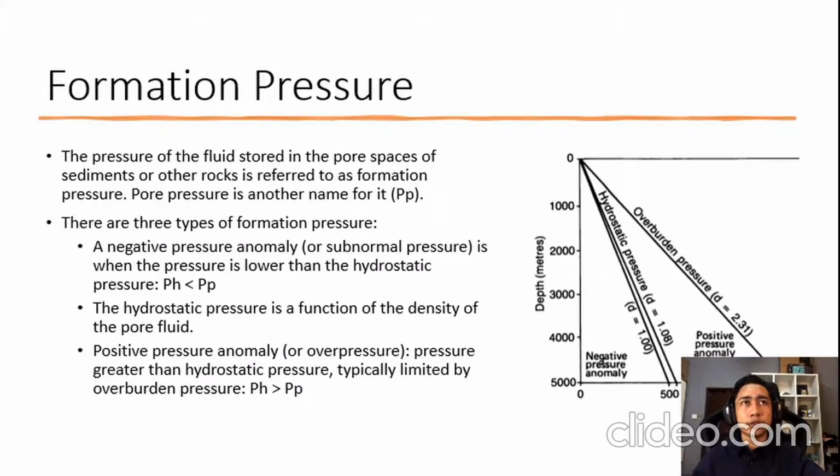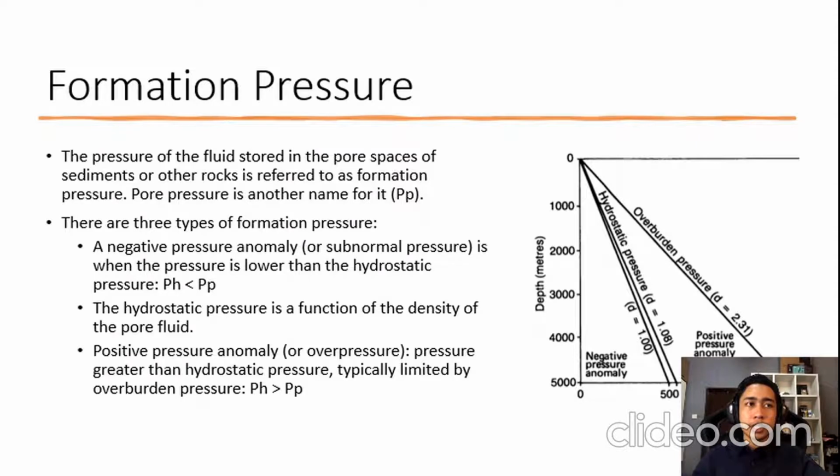Last but not least is the formation pressure. Formation pressure is the pressure of the fluid contained in the pore space of the sediment or other rocks. It is called the pore pressure. There are three categories of formation pressure. The first one is negative pressure anomaly, which is pressure below hydrostatic pressure. The second one is the hydrostatic pressure, which is a function of pore fluid density.